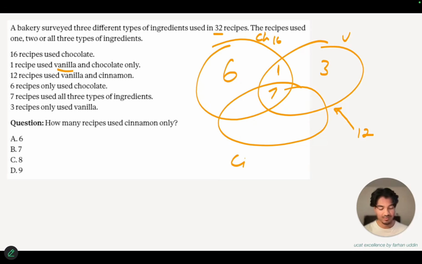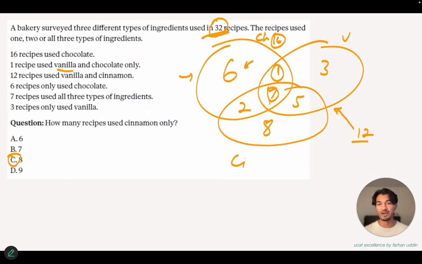So from this, how many recipes used cinnamon only? What we need to do here is fill in the rest of the Venn diagram and then work our way backwards to finding only cinnamon. So we've got 16 here, and 16 minus 6 is 10, minus 1 is 9, minus 7 is 2. So we've got 2 here. And then we can find the vanilla, because we know that this intersection between cinnamon and vanilla is 12 in total. We've got 7 in the middle. 12 minus 7 is 5. And then we can subtract all the numbers from the Venn diagram from 32, because we know that's the total, to find our answer here of 8. So our answer here is 8.